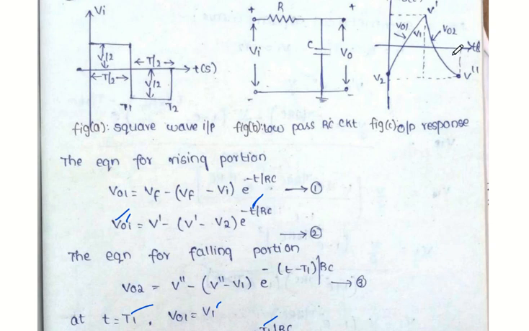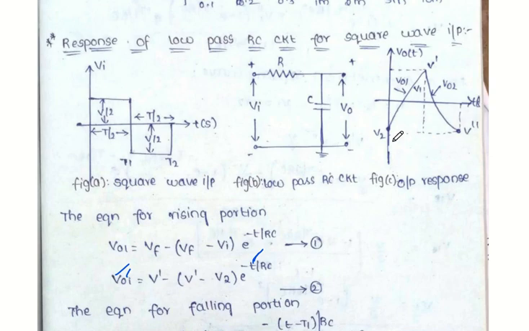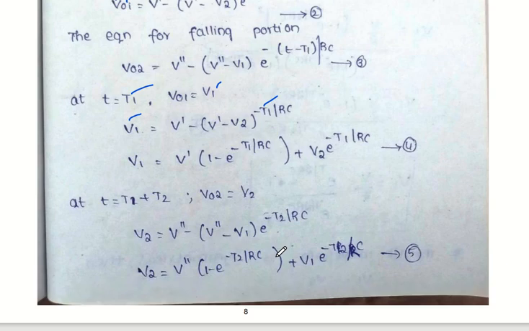Now at t is equal to t1 plus t2, that means at this time, V02 is equal to V2. Is it right? V02 is equal to V2. The same V2 appears here. Both have the same value. V2 is also equal to V double dash. But while representing, we can notate differently. At t is equal to t2, V02 is equal to V2.